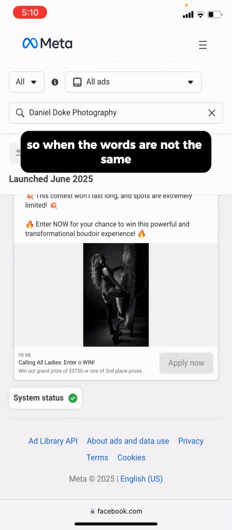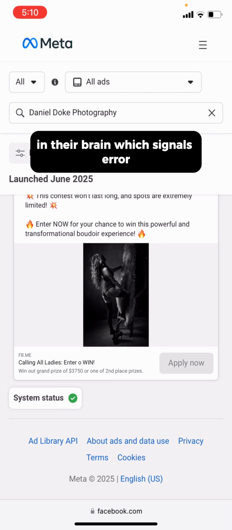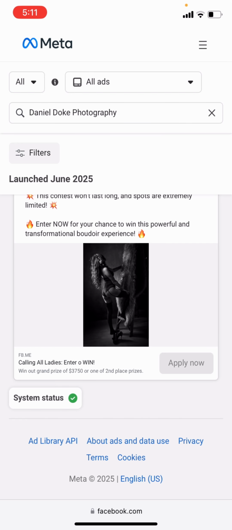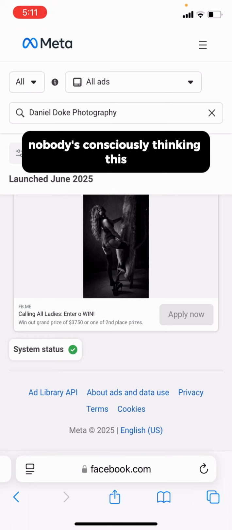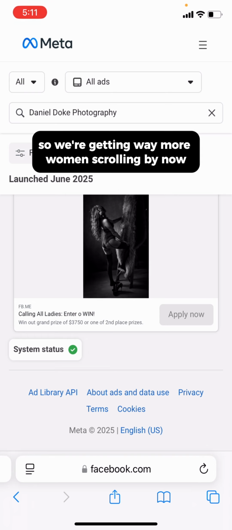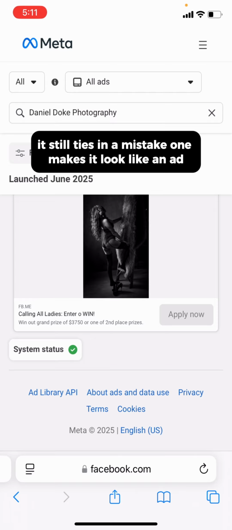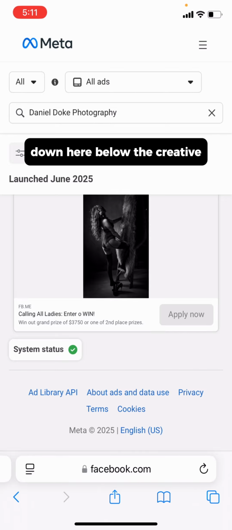So when the words are not the same, it automatically triggers the error detection network in their brain, which signals error, incongruent, confusion, keep scrolling. This all happens automatically. Nobody's consciously thinking this. So we're getting way more women scrolling by. Now, even if the words were perfectly the same, it still ties into mistake 1, makes it look like an ad. So it's always a mistake to ever have any words down here below the creative.